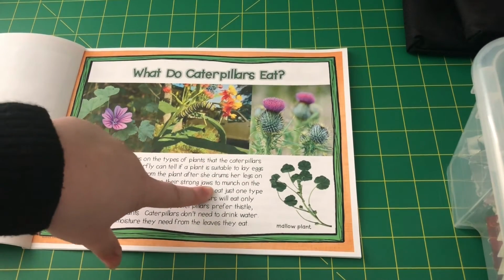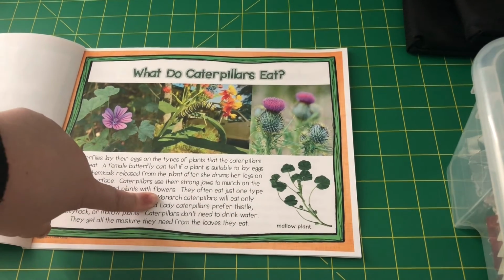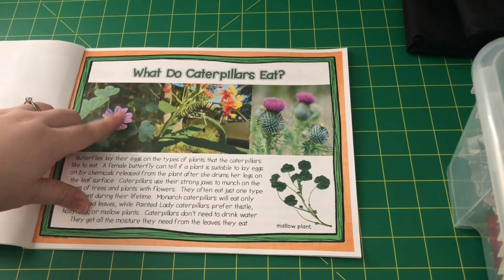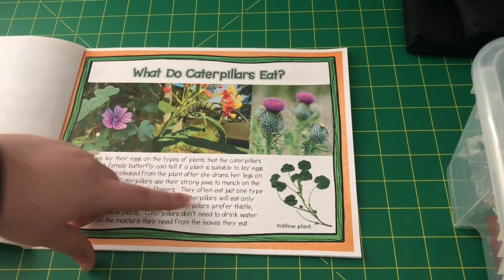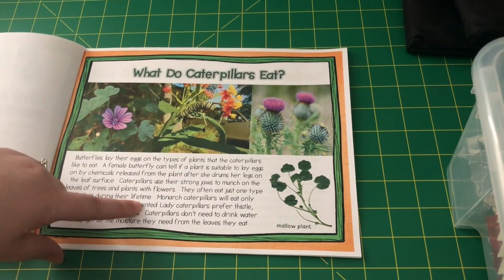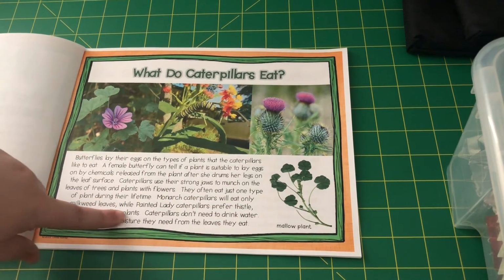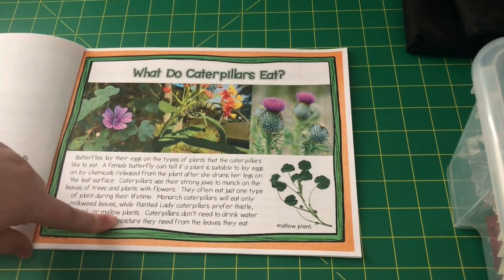Caterpillars use their strong jaws to munch on the leaves of trees and plants with flowers. Ooh, look up. So remember, caterpillars use their strong jaws to munch on leaves of trees and plants with flowers. So let's look back, find where we are. We're at they, point to it, look at your page. They often eat just one type of plant during their lifetime. Monarch caterpillars will eat only milkweed leaves, while painted lady caterpillars prefer thistle, hollyhock, or mallow plants.